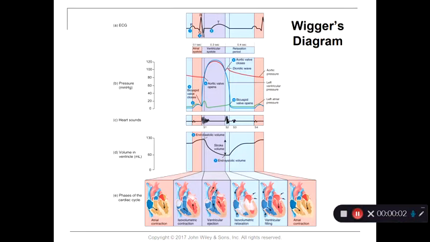So I've been asked a couple of times to go ahead and break down the Wigger's diagram for y'all. I'm going to go ahead and do that for you now. What's so special about the Wigger's diagram is it really does summarize really nicely the different parts and events of the heart, what's going on inside the chambers, what's going on with the fluids inside, what's the electric current, how does it all correspond with one another, and if you understand it, you're going to be pretty happy.